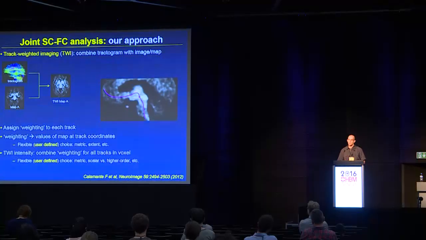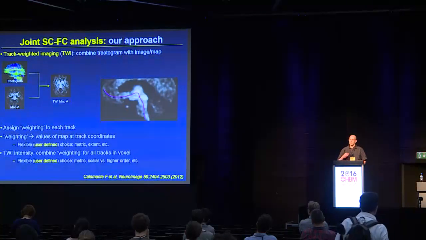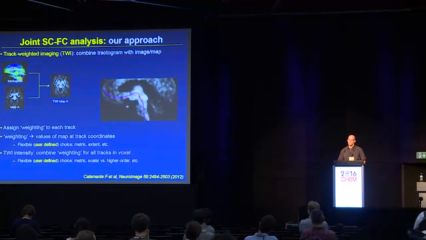You can do the mean of all those weightings. You can do the standard deviation of those weightings. You can also keep the high order visualization, so you keep all the fibers in separate places and things like that. But the bottom line is that you can map information of the map A to each streamline and then combine them into a new image. And it has super-resolution properties in the sense that you can generate an image that is higher resolution than the data that you started with.